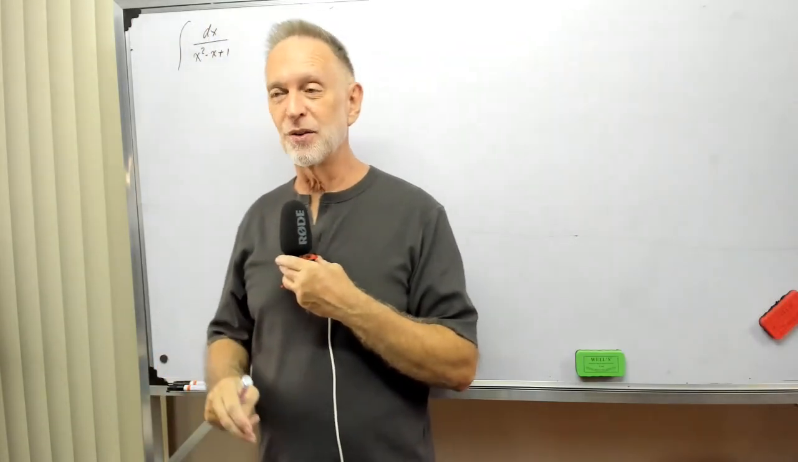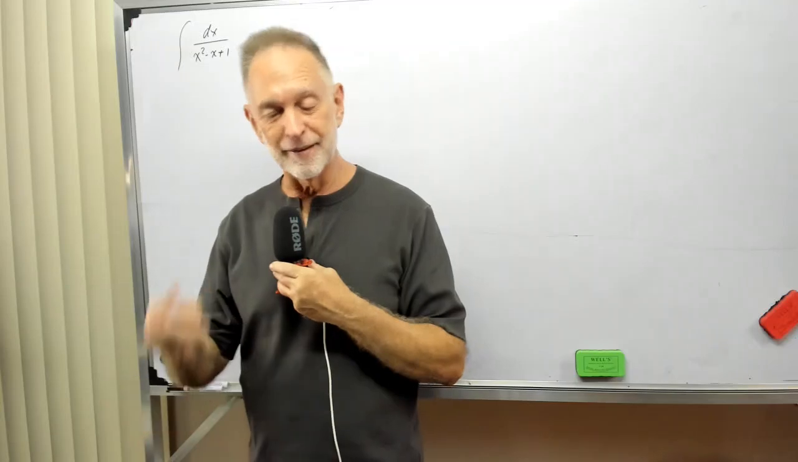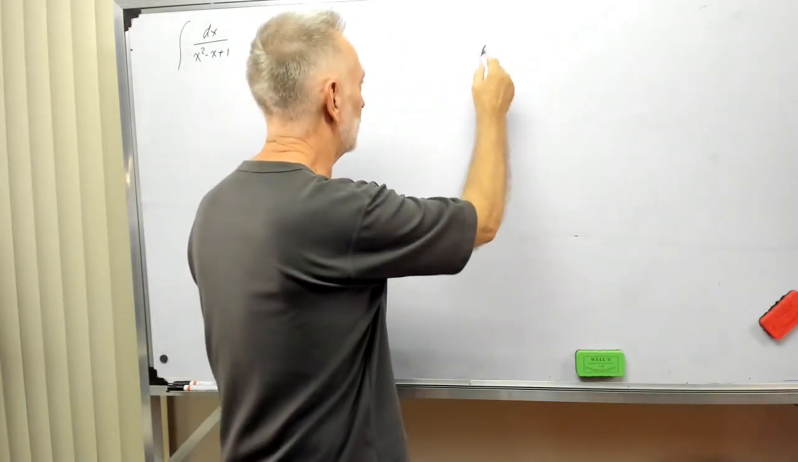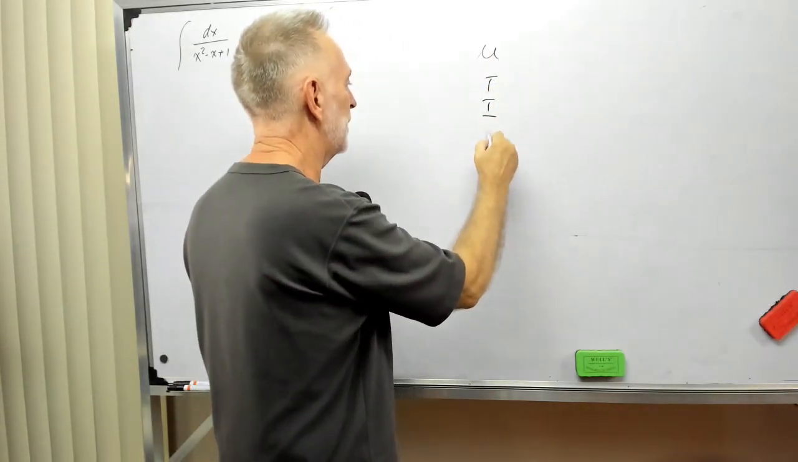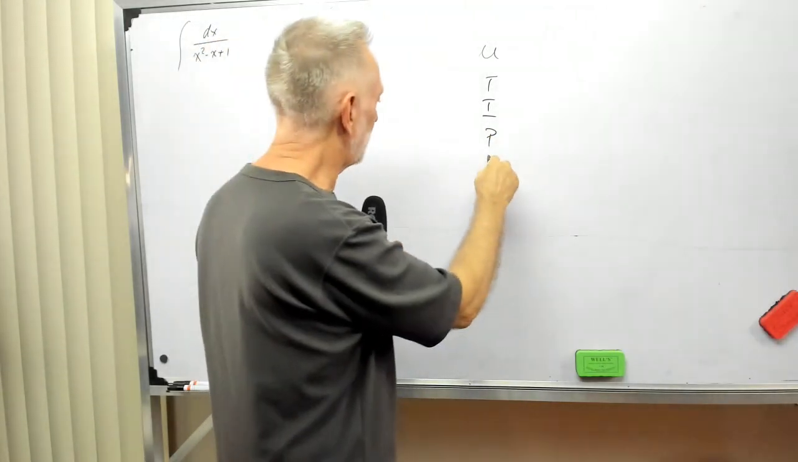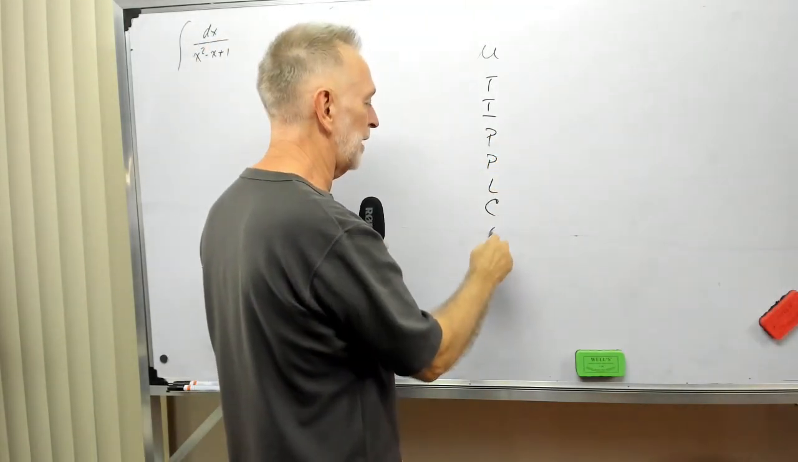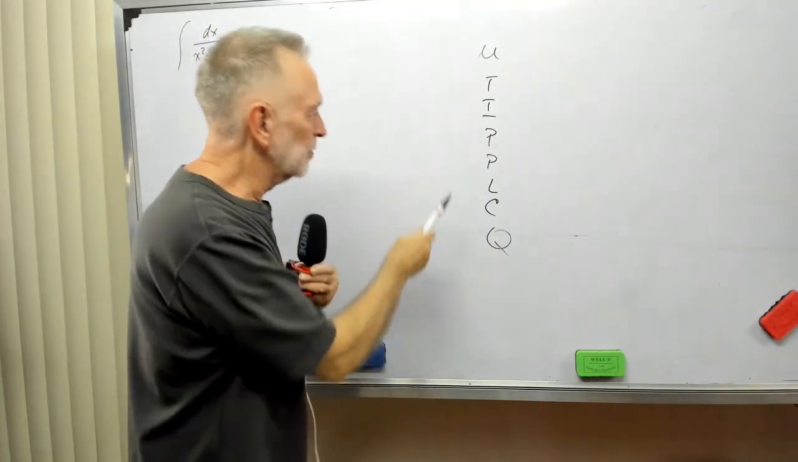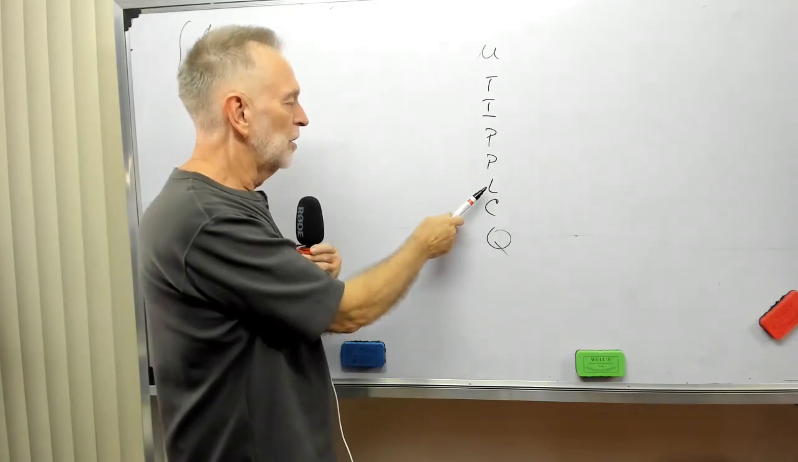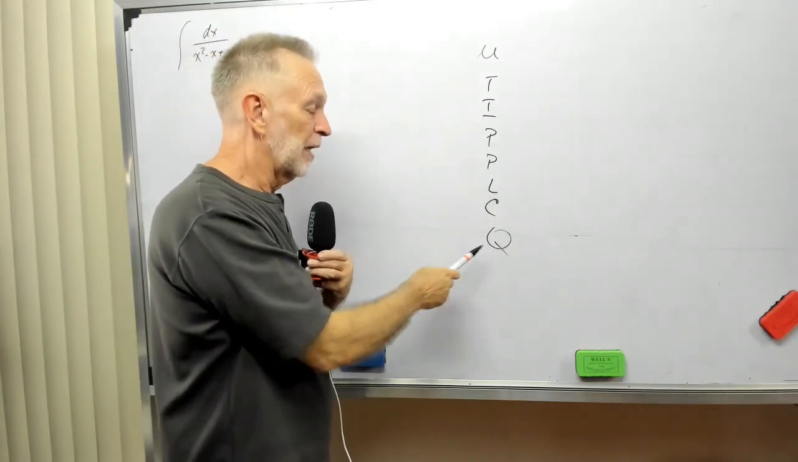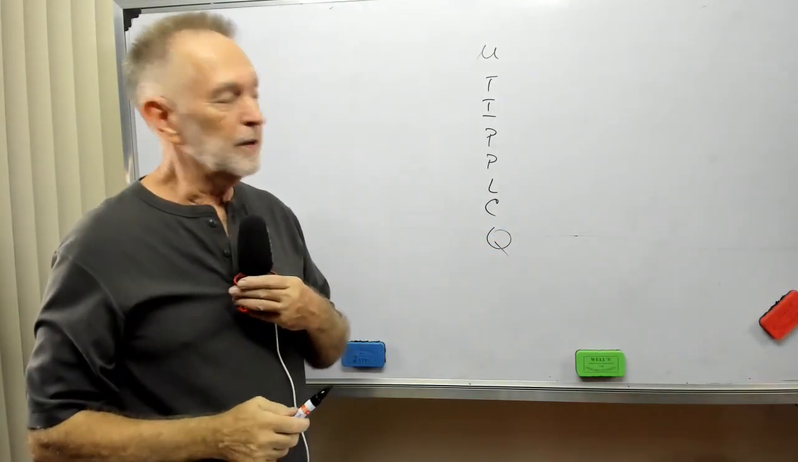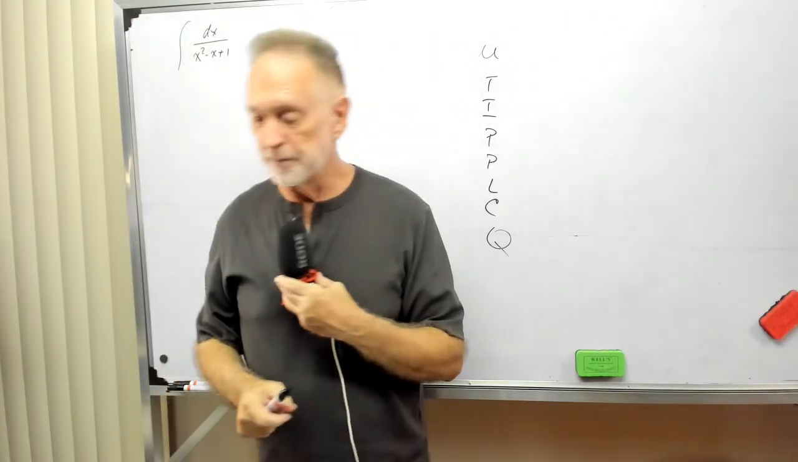At first glance you think, well, hey, I'll just factor that. Hey, big guy, be careful. Okay, what are our tools? If you follow our channel, U, T, I, P, P, P, L, C, and we added a Q, remember? So U sub, trig sub, integration by parts, partial fractions, power reduction, long division, complete the square, and methods of quadratics. We just added that one a few weeks ago. Okay, what do you think about this one?